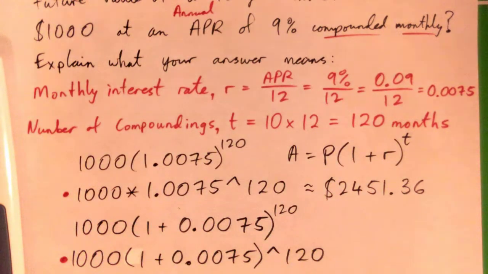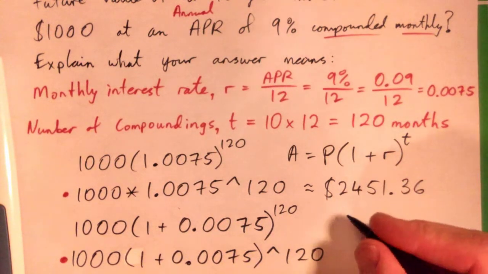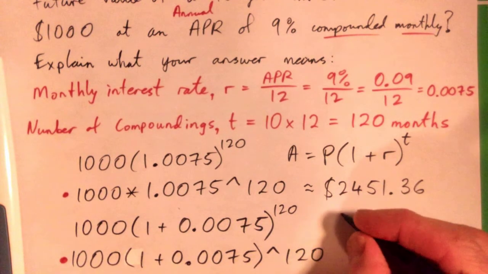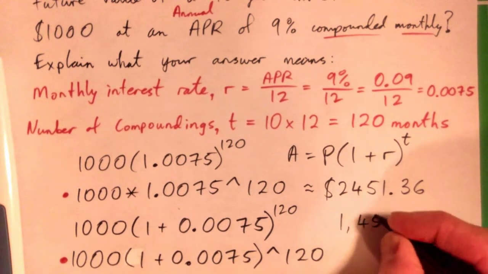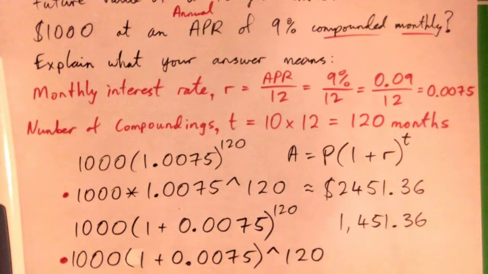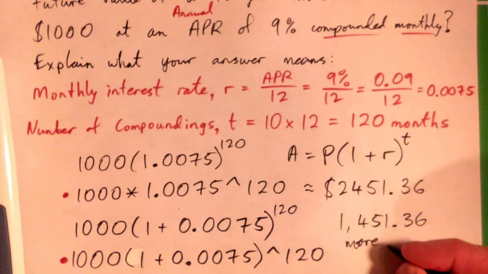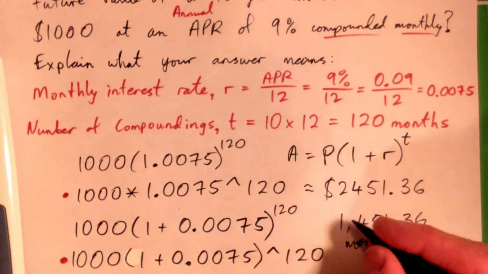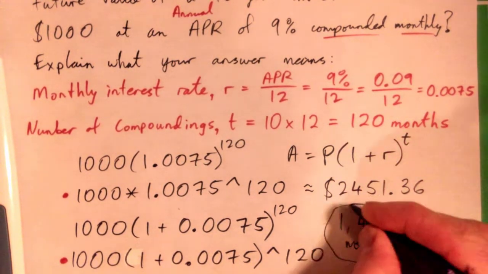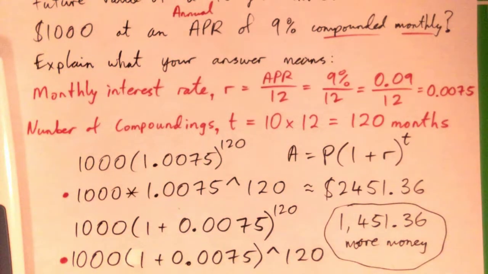Yeah, that's a good way of putting it. We started with 1,000, so we ended up with 1,451.36 more money, basically. Or interest, let's say. Right, so that's one way to explain. Yeah, we got that much more money thanks to the compound interest, right? Lovely. Beautiful.